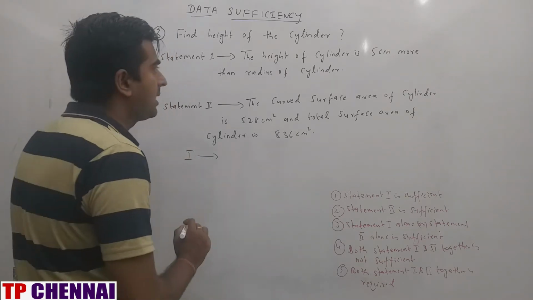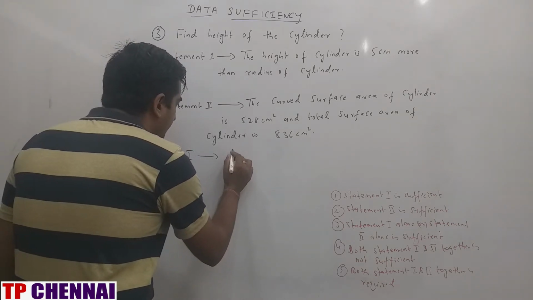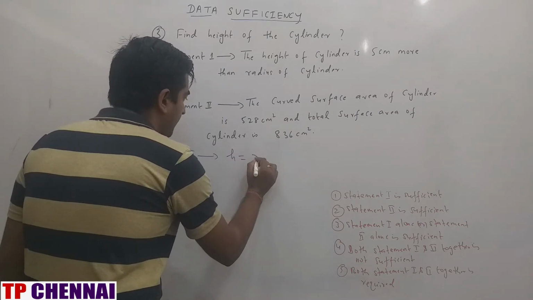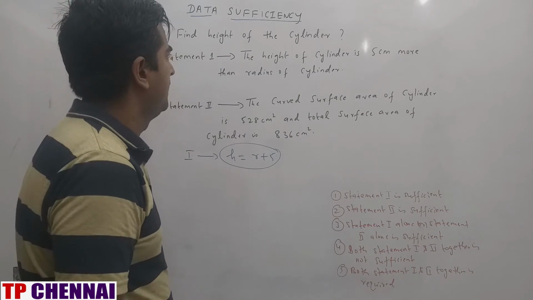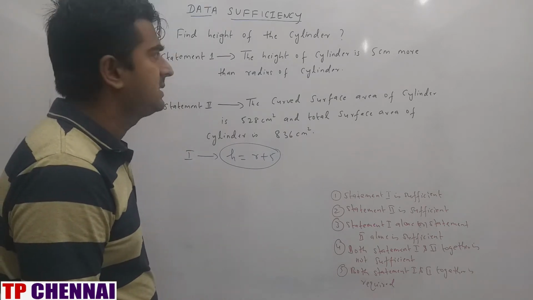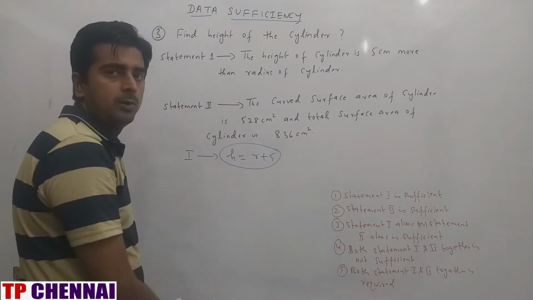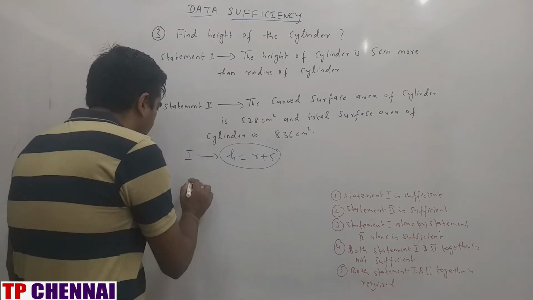So when you see the first statement here, height is 5 cm more. That means h is equal to r plus 5. This is from the first statement. Can you get the answer from the first statement? No. You can't get the answer. You can't get the height. Second one.